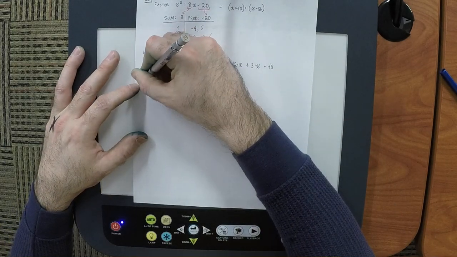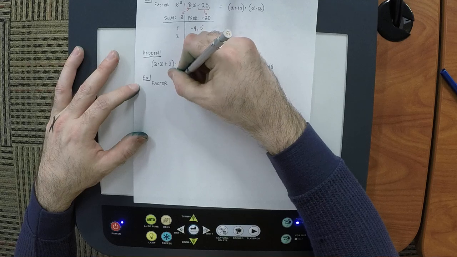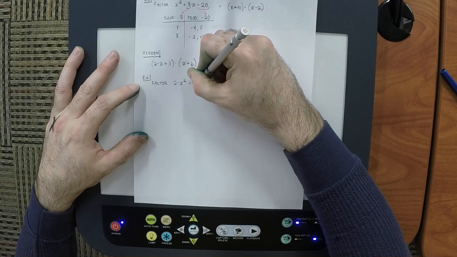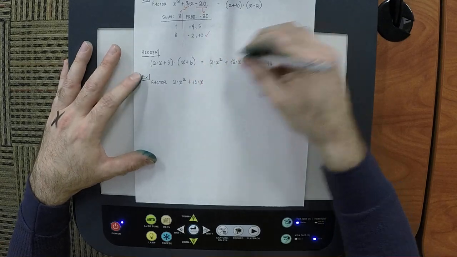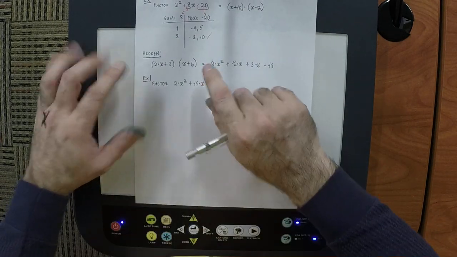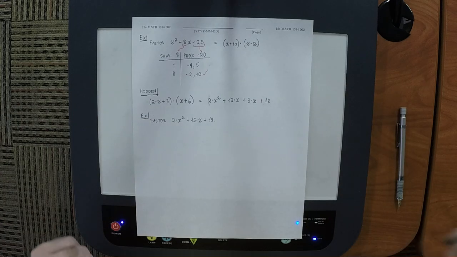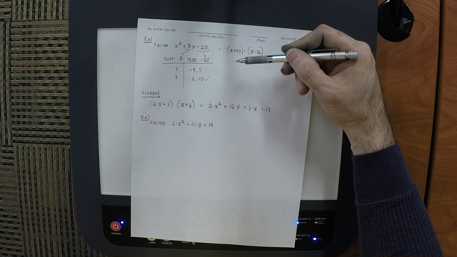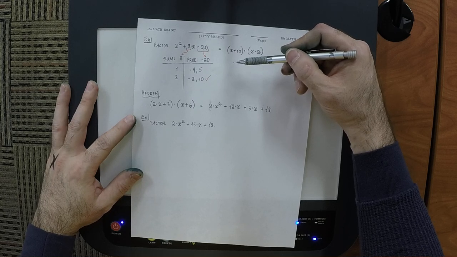So the request is to factor 2x squared plus 15x plus 18. Of course, the answer is right there. Okay. So, can we use the technique that we used on the previous exercise? We cannot. Because the technique used on the previous exercise requires what? Assumes what? A monic polynomial.